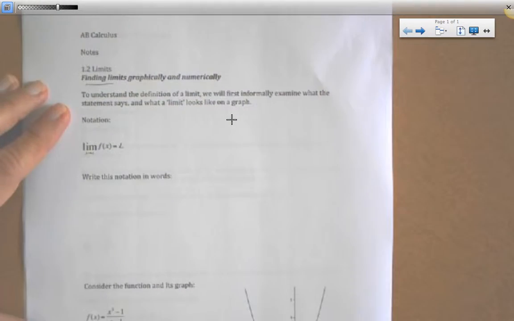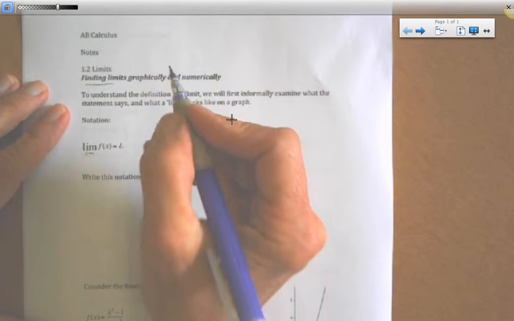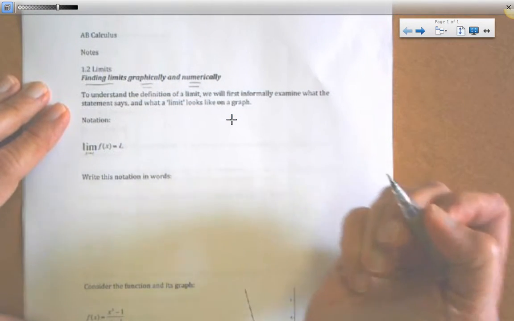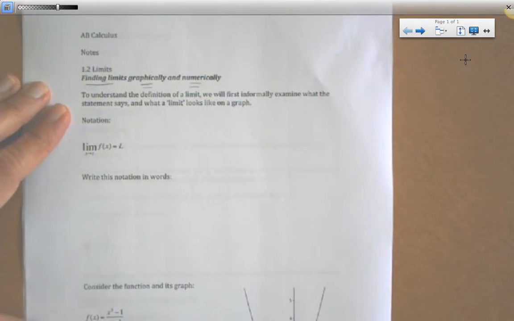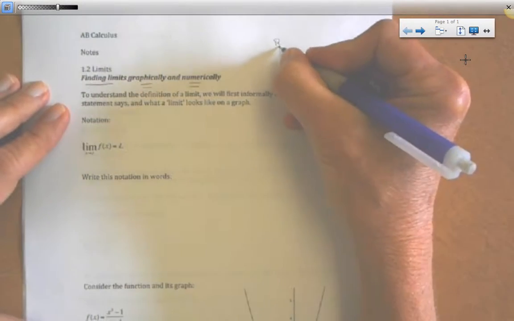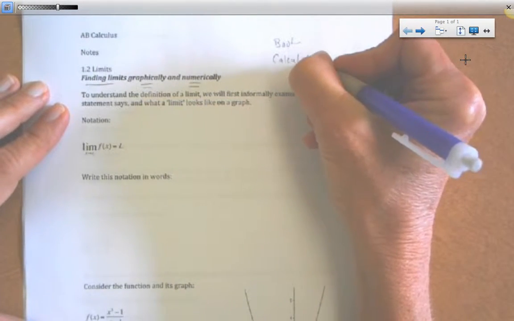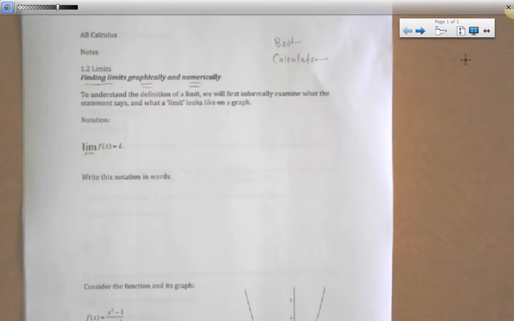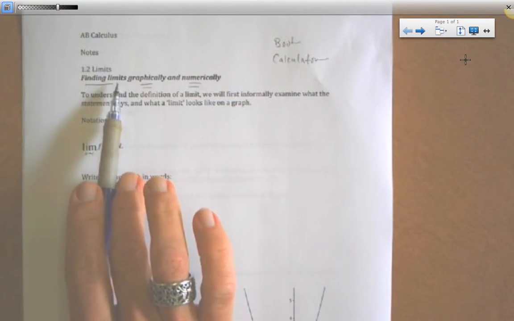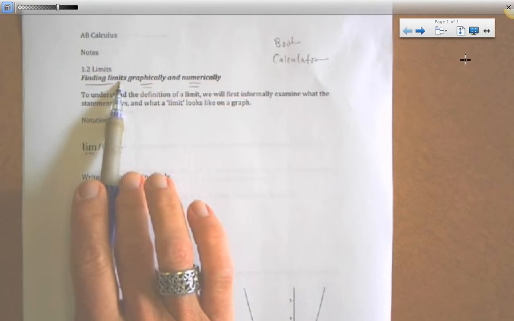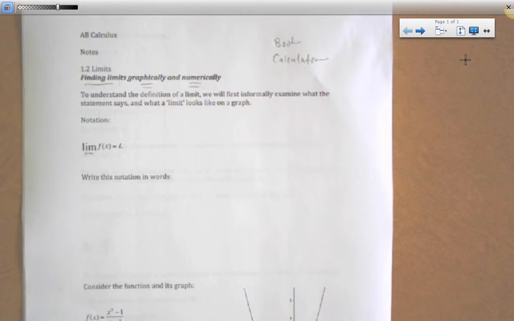Now, to find a limit, we're going to need to look at it graphically or numerically. So today, through this lesson, you will need your calculus book with you, and you need a calculator. We're going to be using the calculator to help us evaluate limits. Again, limits means what happens at specifically one location, looking at what happens on either side of it.